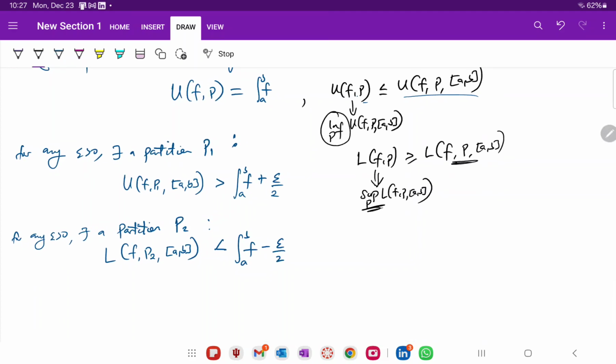So take note of this point. We have this to be the infimum. So this should be greater than, then I will explain that. Then this should be less than.